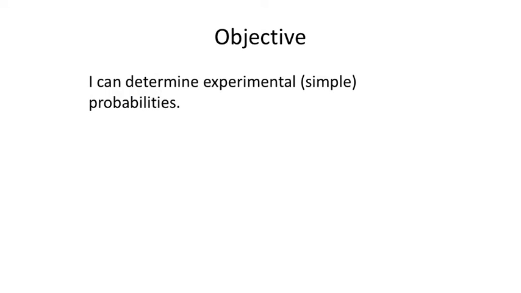Well, there's our objective again. I can determine experimental probabilities. And these are simple because we're only looking at one situation at a time. If by chance they were like, well, you got to choose one thing and then choose another new thing, then it would change these probabilities just a little bit, but we're going to save that for next year.